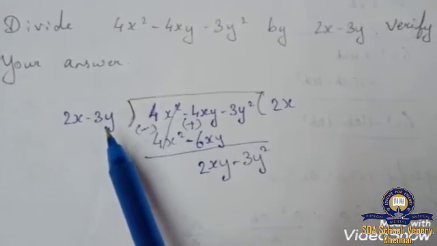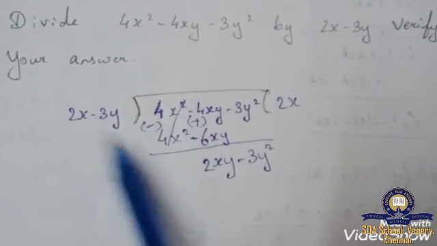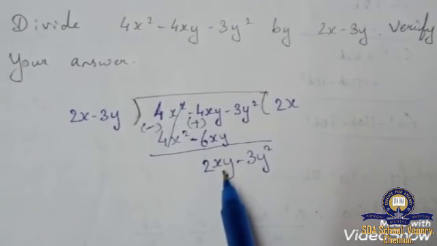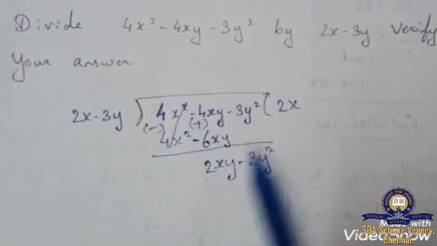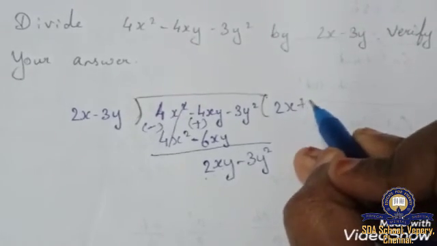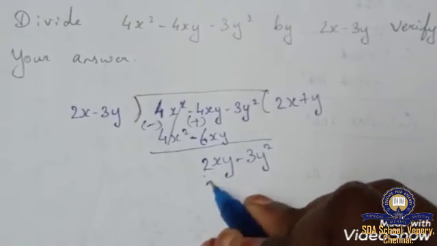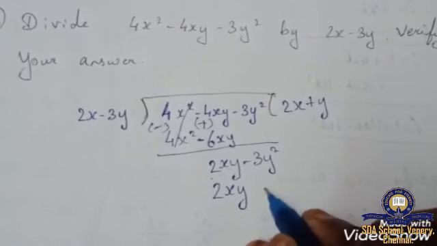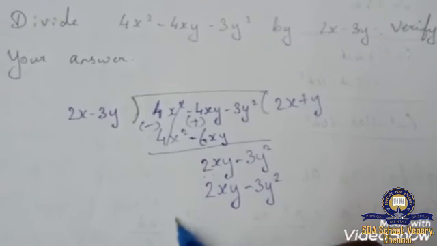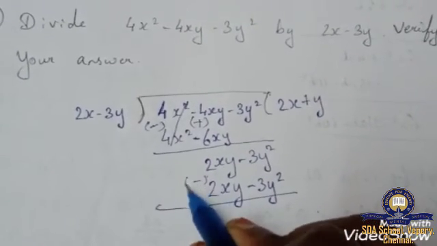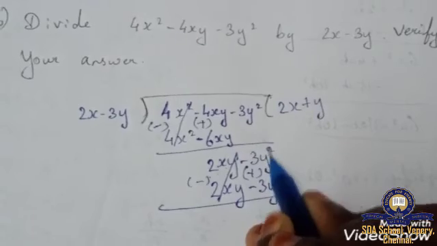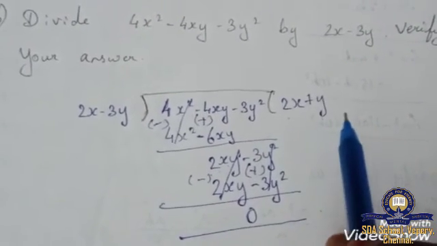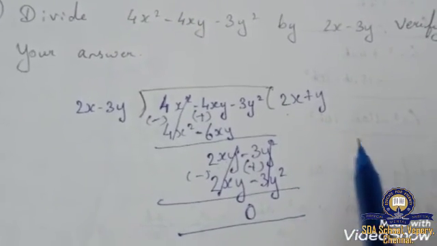Now we are going to find which term is missing here. 2x into y means we get 2xy. So we put plus y here. So we get 2xy. Minus 3y into y is minus 3y square. When we change their signs, it will cancel. So we get the remainder as 0. So our quotient is 2x plus y. So our answer is 2x plus y.